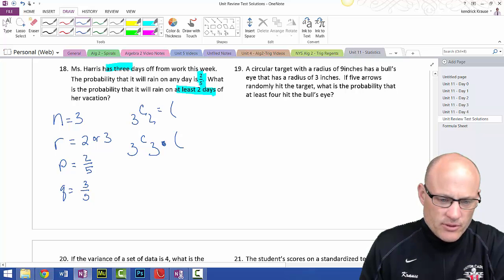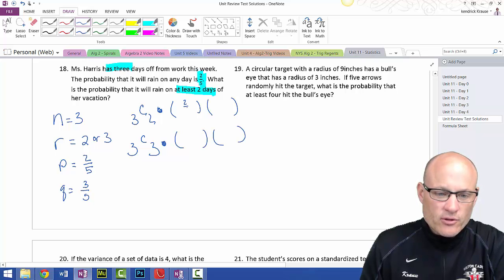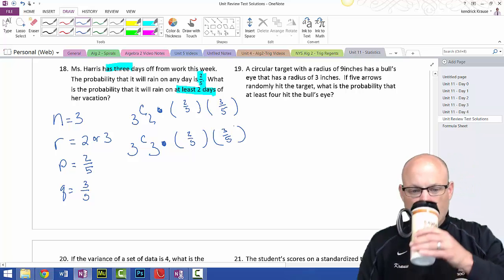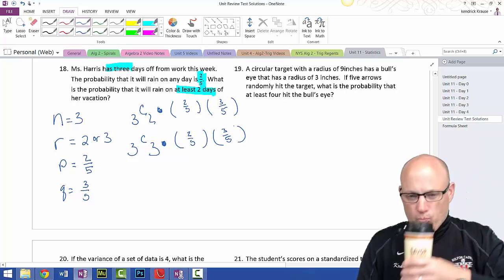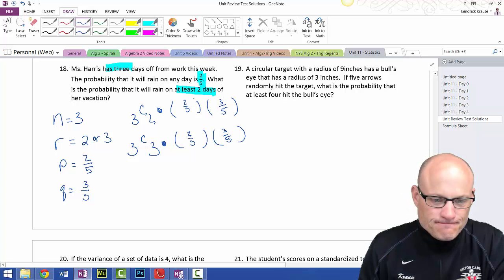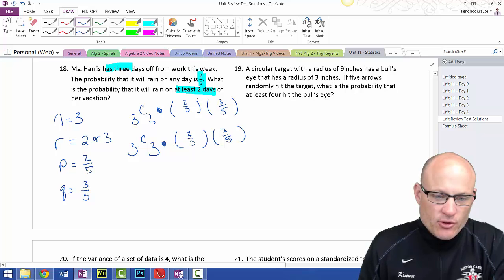I don't know why I put that. It should be times. And then 2/5 goes here. And 3/5 goes here. Oh, this 2 goes up here. So this 2 goes up here too. And then they have to add to 3, so I'll put a 1. I think I got that right this time. And this 3 goes here, and I'll put a 0 here.